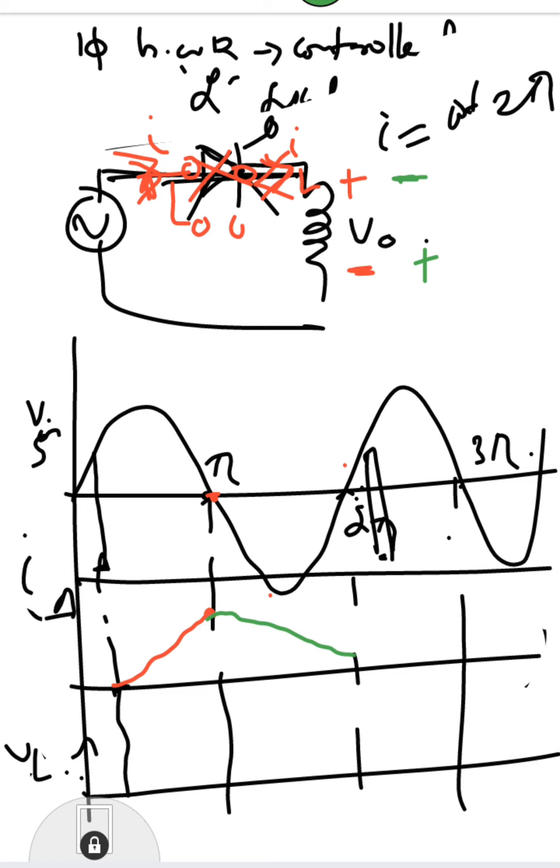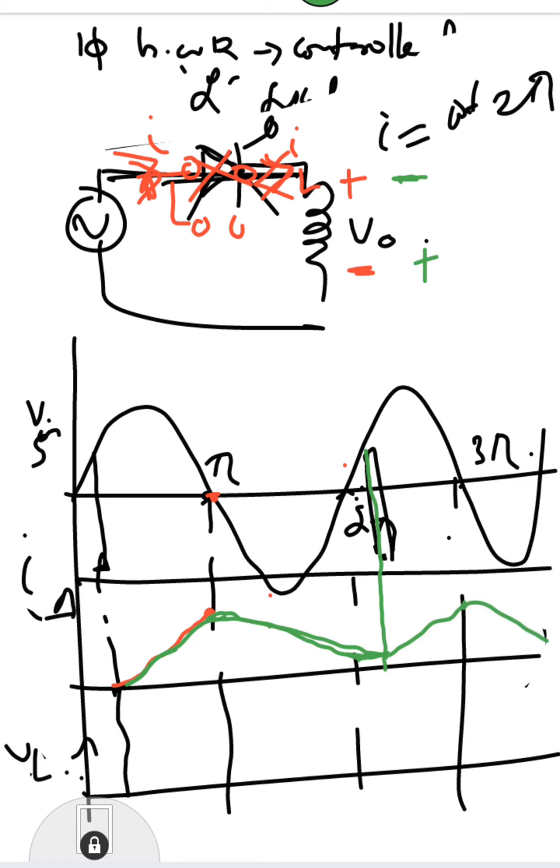Whatever it has gained in the positive half cycle, it has to decrease in the negative half cycle. Okay, so you almost get continuous conduction, and depending on the value of this inductance, it can extend up to 2 pi plus alpha. Here also it starts like this, slowly decreases, and at the next 2 pi plus alpha the inductor current again starts increasing, reaches its peak value here, and it continues.